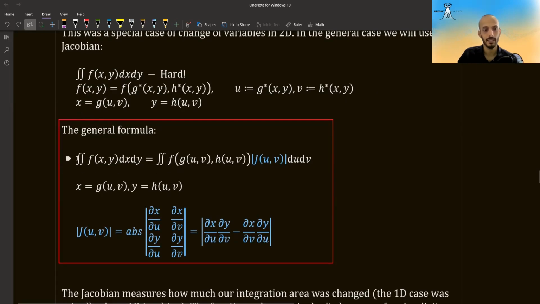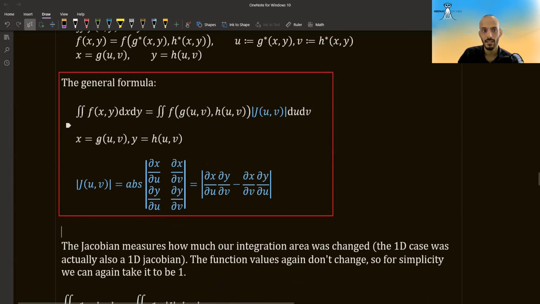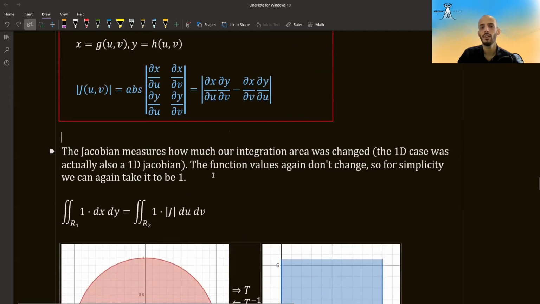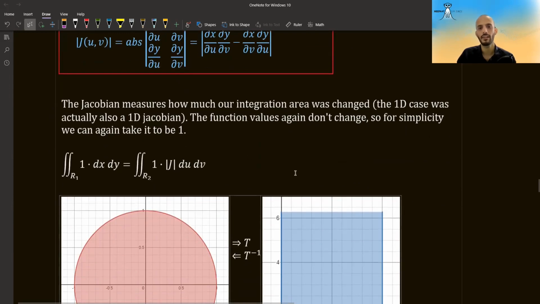So the general formula will be that the double integral of f(x,y) will be equal to the double integral of f in terms of u and v, but we have to correct for the area of du dv by multiplying with the Jacobian, where the Jacobian is defined to be the absolute value of the determinant of this partial derivative matrix. So we take the reverse transformation and we take the derivative with u and the derivative with v, and also for the y, we take the derivative of u, derivative of v, we take the determinant, and this is what it is. Okay, so again, the Jacobian only measures how much our integration area was changed.